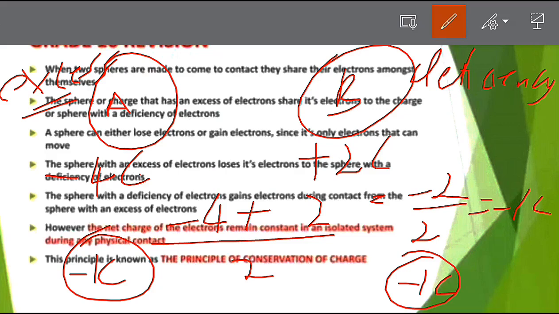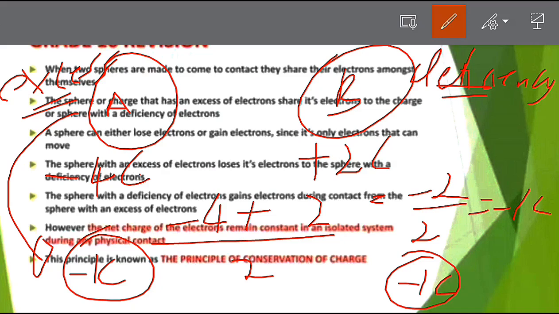So now when they come into contact, the one with an excess of electrons will donate its electrons to the one with a deficiency of electrons. In the process of donating, the one with an excess of electrons will find itself losing electrons. So from -4 coulombs to -1 coulomb, that's a loss of electrons because it is becoming less negative, right? When it's becoming less negative, that means it is losing electrons.